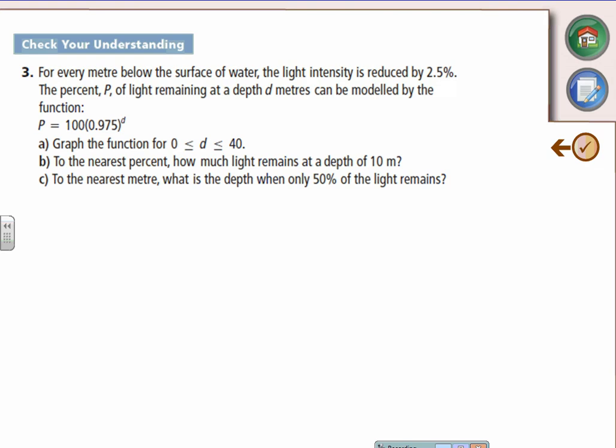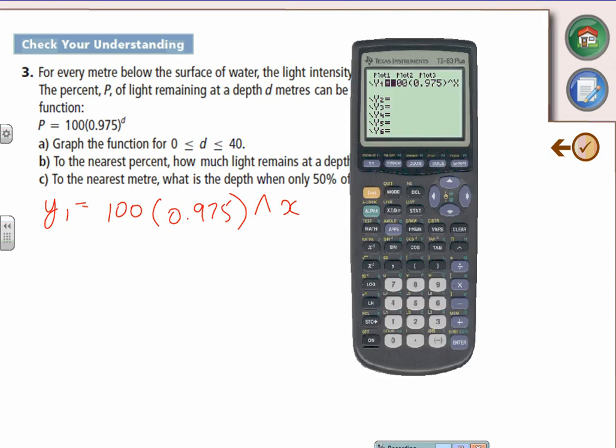Okay, so for every meter below the surface of the water, the light intensity is reduced by 2.5%. The percent of light remaining at the depth d meters can be modeled by this function. Graph it. So first thing you want to do, we're going to punch it into our calculator. y1 equals 100 times 0.975. This way, we have to have the brackets when we've got the two different numbers, and we're taking it to the x. Let's punch that in and see what it looks like on the calculator.